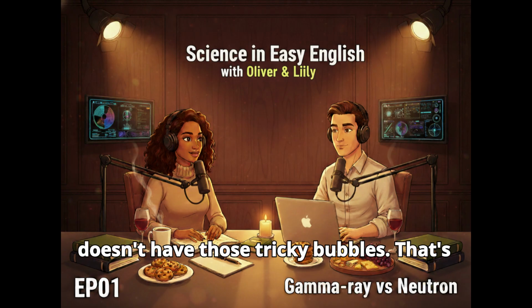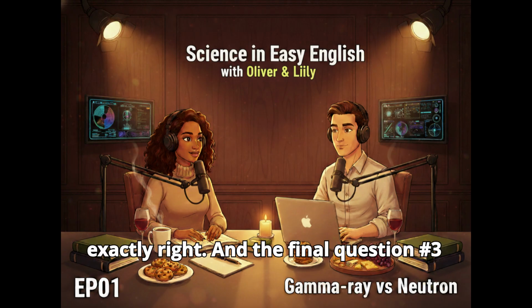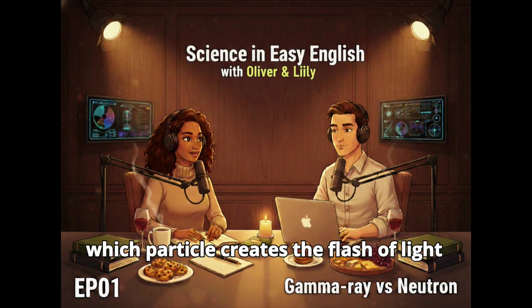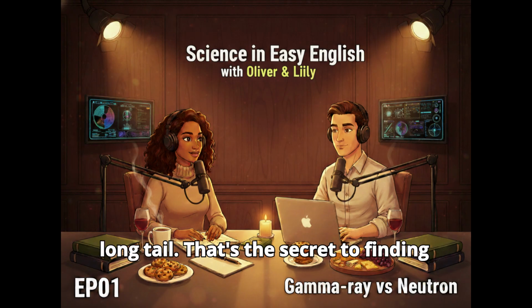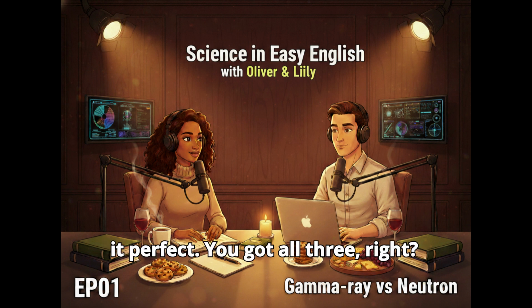That's exactly right. And the final question, number 3. Which particle creates the flash of light with the long tail? The neutron has the long tail. That's the secret to finding it. Perfect. You got all 3 right.